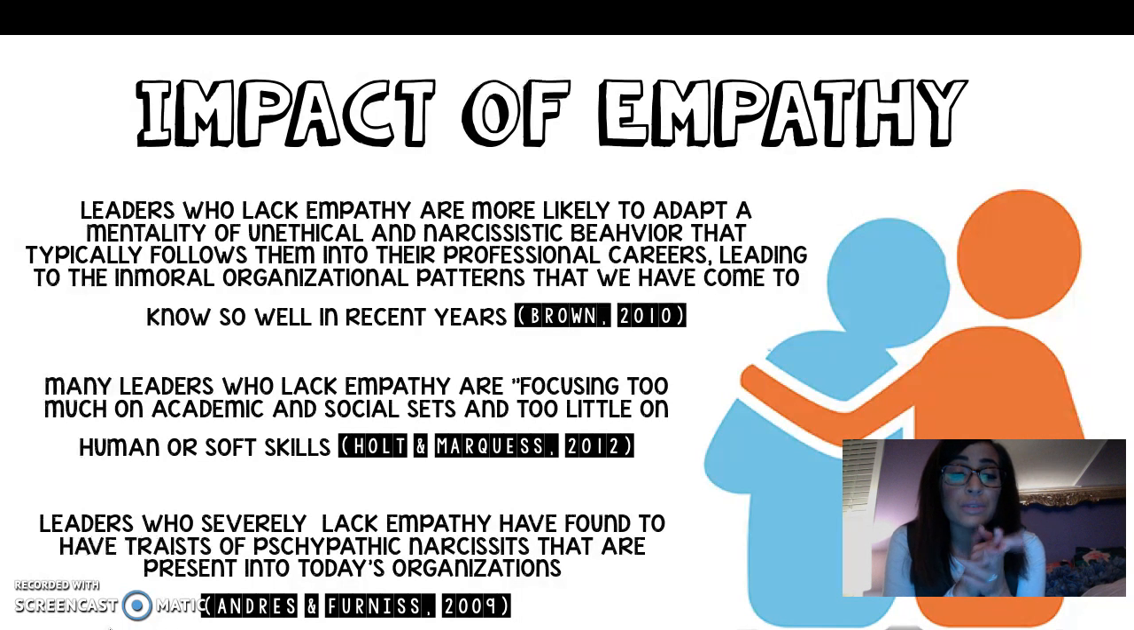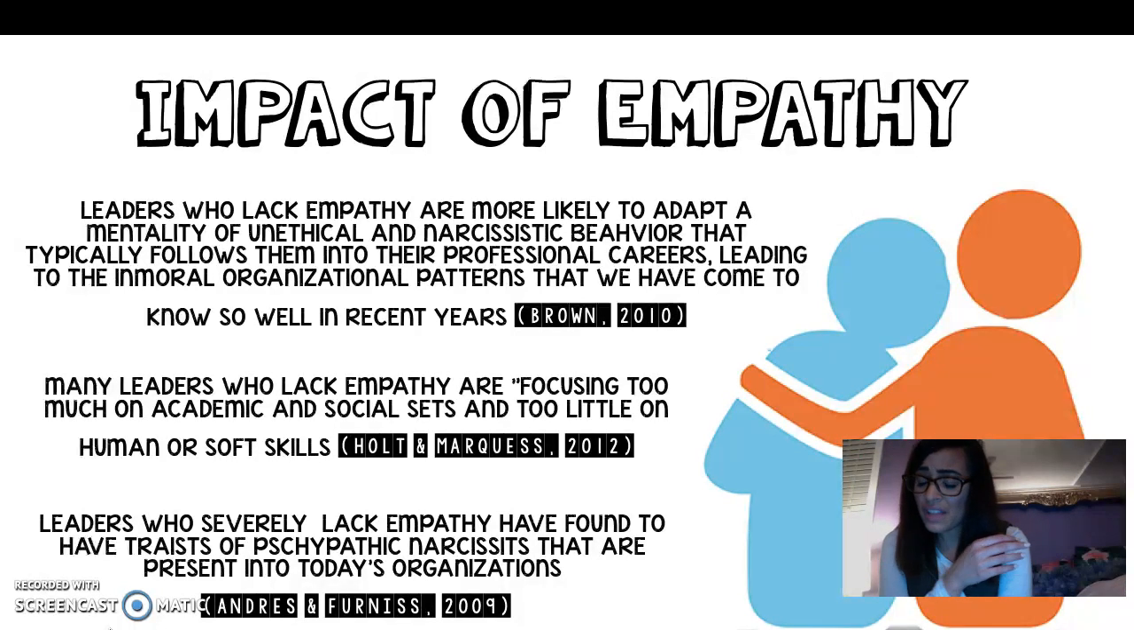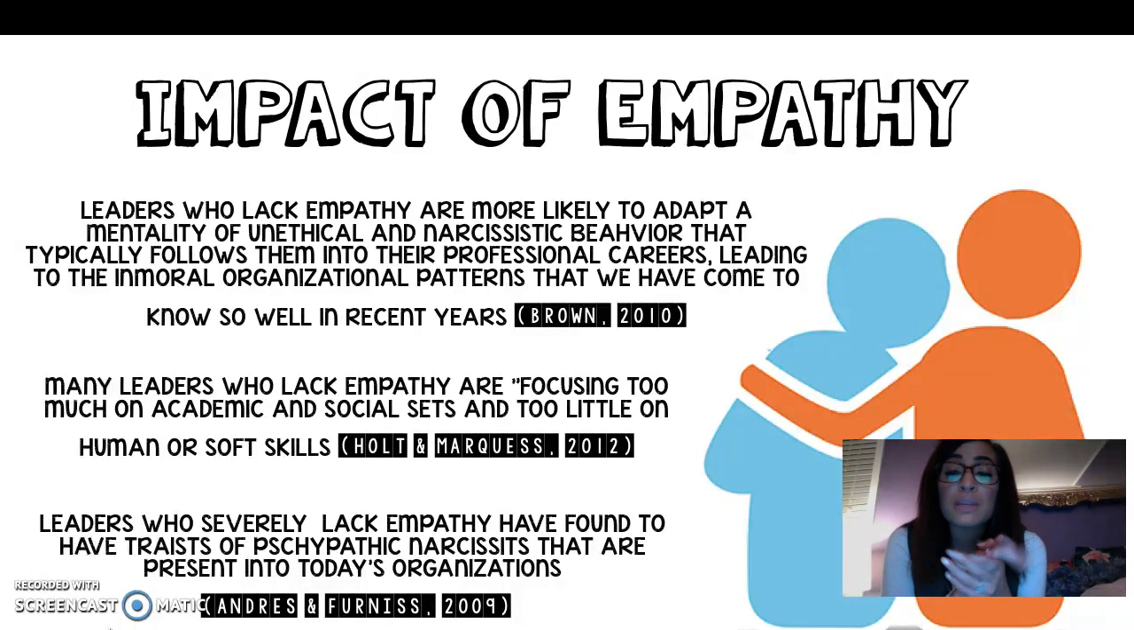And then the last that was really interesting is that they have found that leaders who lack empathy have traits of psychopathic behaviors. And they did a huge study on that and how many people who lack empathy have shown to be psychopathic, and how these behaviors can be very detrimental to organizations, and it can cause many organizations to fall.